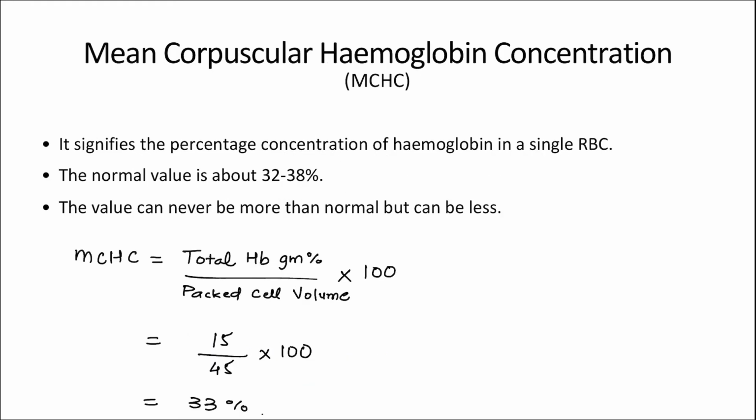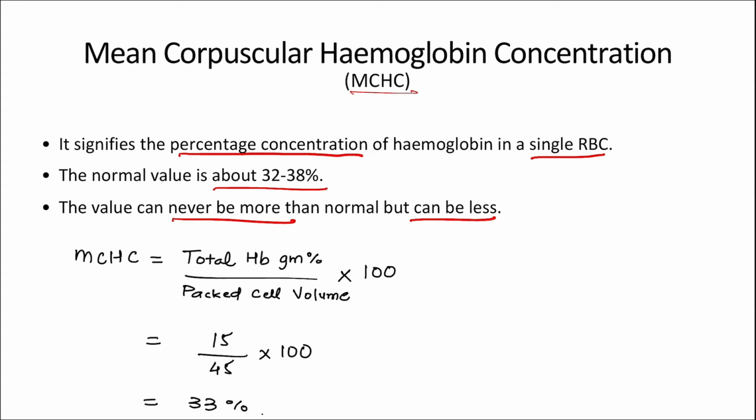So let's talk about mean corpuscular hemoglobin concentration, MCHC. What it signifies is the percentage concentration of hemoglobin in a single RBC. So here we are calculating the concentration of hemoglobin in a single RBC. The normal value is about 32 to 38%. The value can never be more, but can be less, because metabolically it is not capable of holding more than 38% hemoglobin.